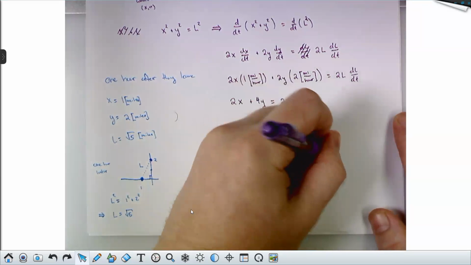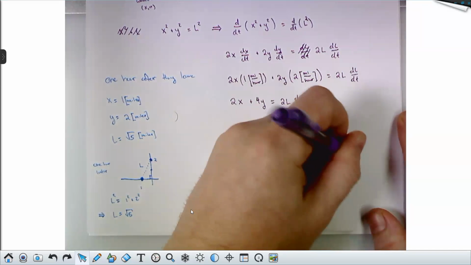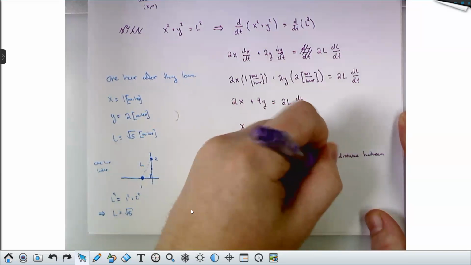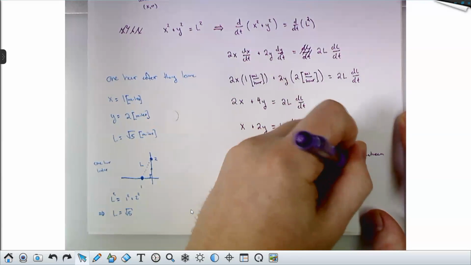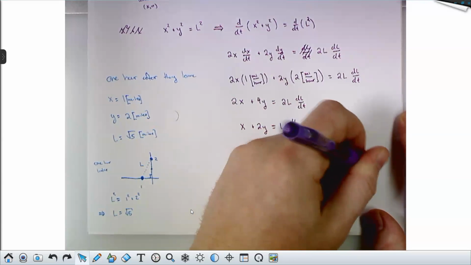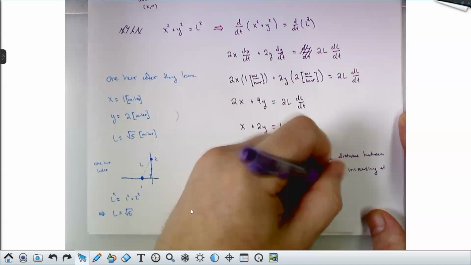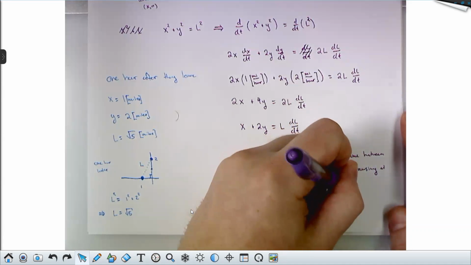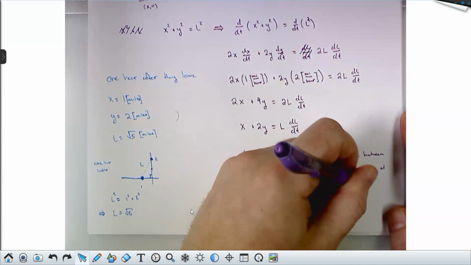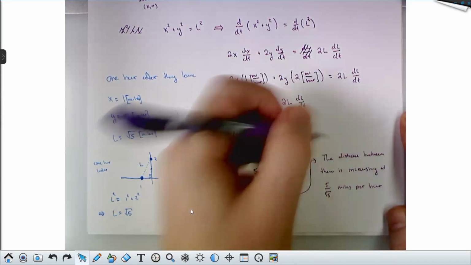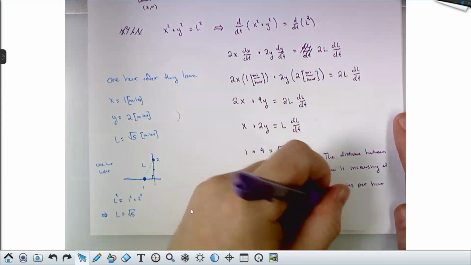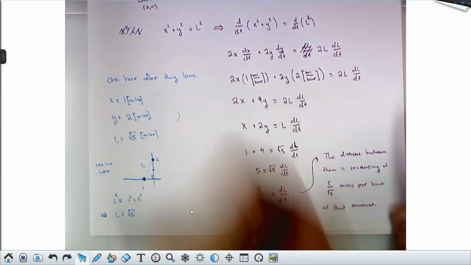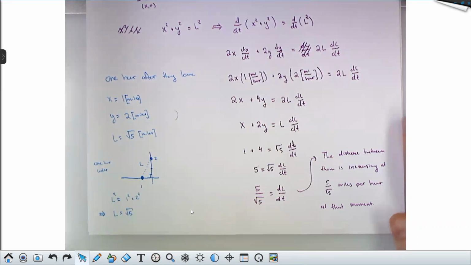So the distance between them is increasing at 5 over root 5 miles per hour at that moment. Good stuff, right?